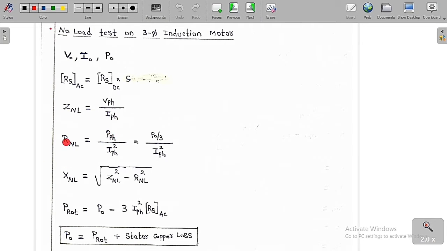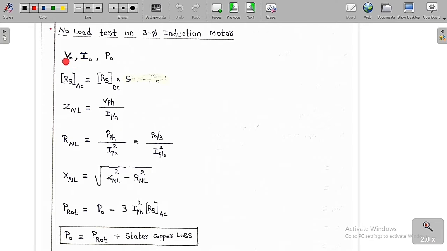And what is RNL? RNL is the per phase power by I phase whole square. We take the per phase power, so the three-phase power we have to divide by 3. So RNL is P0 by 3 by I phase whole square. Then XNL is equal to the square root of ZNL whole square minus RNL whole square. We know the value of ZNL, which is V phase by I phase.